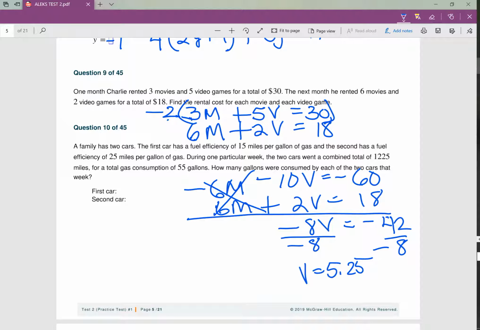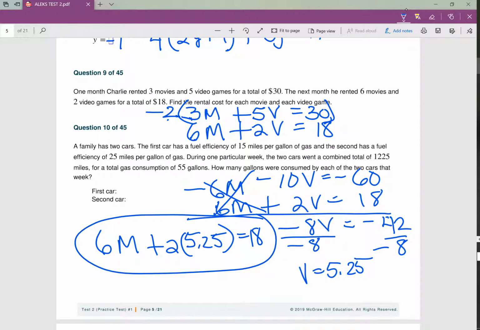If I want to know how much the movie is, I just simply substitute that in there. So I have 6 times movie plus 2 times video game, right? So I just substitute in that, and that should give me $18. So this is substituting in that value in here. So in this case, if I have $5.25 times 2, I have $10.50. So 6 times movie plus $10.50 is equal to 18.